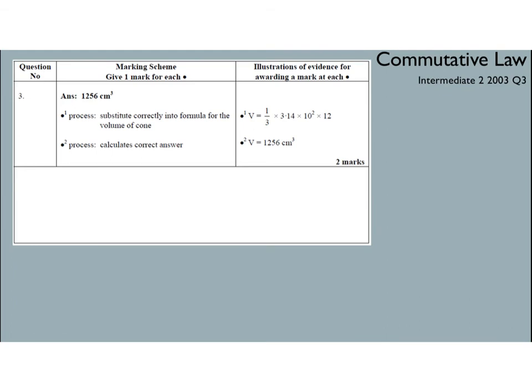Okay, and again, here are our exam solutions. And you'll notice the same as the other ones. Your first mark, substituting correctly. And your second mark for doing all your working out and getting your correct answer there. So again, just a 2-mark question there.